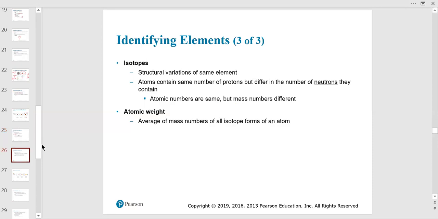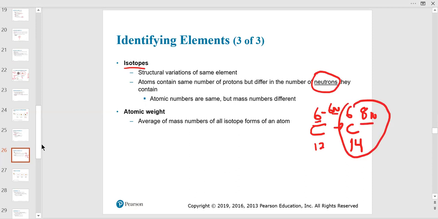So isotopes, here's the thing. Isotopes vary. It's the same element, but the number of neutrons changes. Right, like carbon. Carbon has an atomic mass of 12, but its atomic number is 6, which means it has 6 protons, right? So carbon 14, with the mass number of 14, has 6 protons, but it has 8 neutrons. Carbon 12 only has 6 neutrons. So carbon 14 is an isotope of carbon 12, because it varies in the number of neutrons.